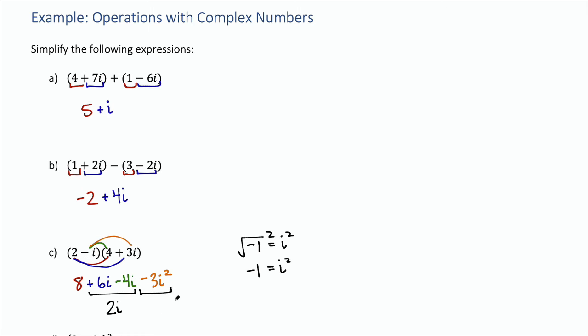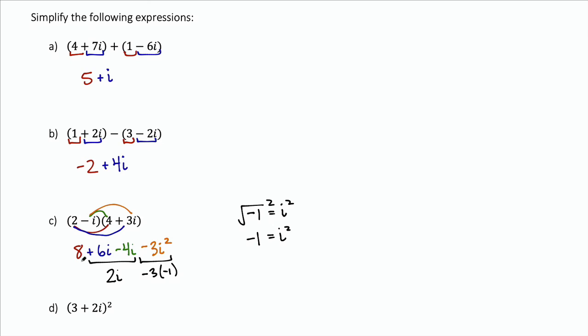So this right here, minus 3i squared, is actually minus 3 times negative 1, which is, of course, positive 3. And we can combine that with the 8. So 8 plus 3 is 11. And so we get 11 and then plus the 2i. And that's the sum, or sorry, the product of these two complex numbers.